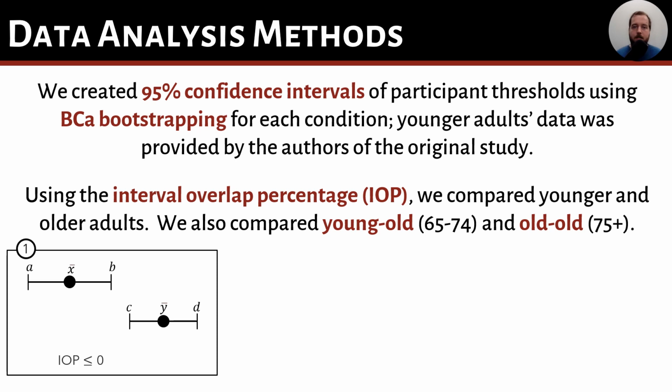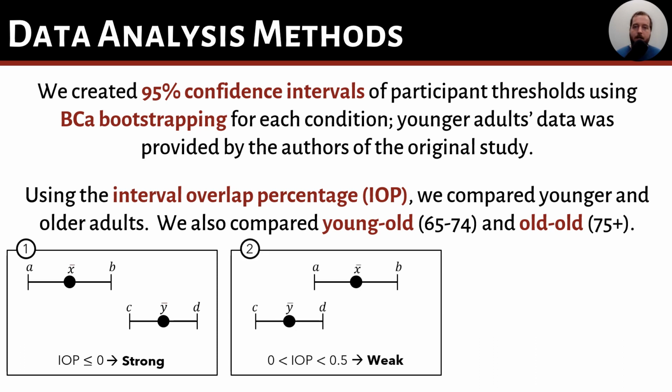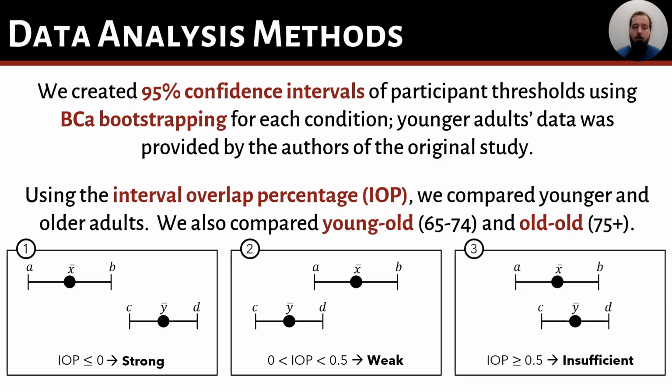If that number was less than 0, there was no overlap, indicating strong evidence of a difference. If the value was between 0 and 0.5, we would classify that as weak evidence. If it was greater than or equal to 0.5, there is insufficient evidence of a difference.